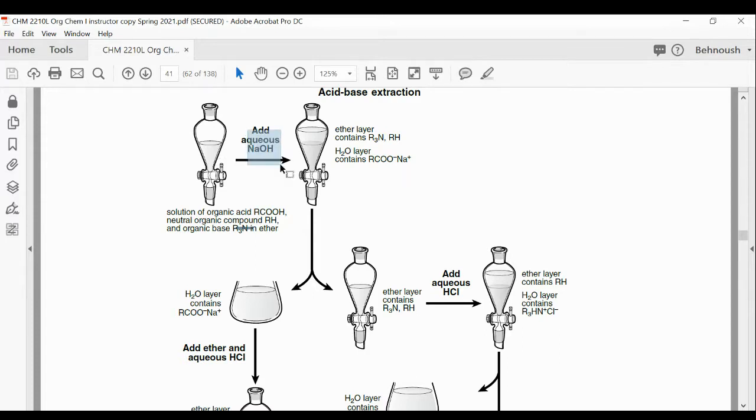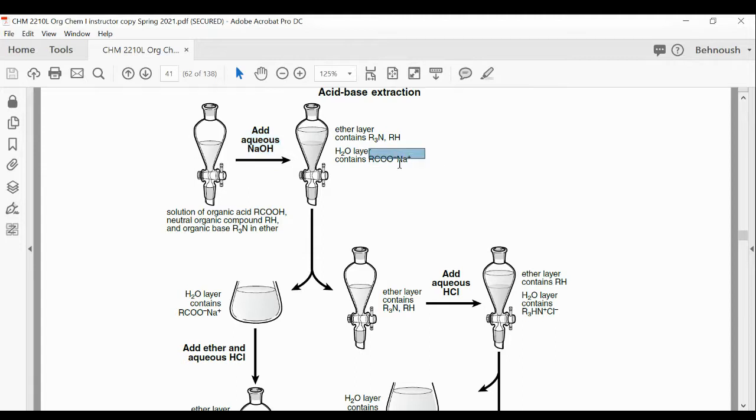In this case, you are adding sodium hydroxide as a reagent to react with the benzoic acid and bring the benzoic acid into the aqueous layer. Why does benzoic acid react with sodium hydroxide? Because it's an acid-base reaction. And what would be the product? The product is going to be sodium benzoate.